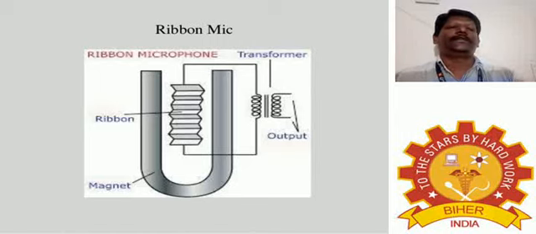So ribbon is suspended within a magnetic field. In this type of microphone, the corrugated sheet or ribbon is working as a diaphragm and moving coil. Then output of the ribbon microphone is connected to a transformer to raise the output.